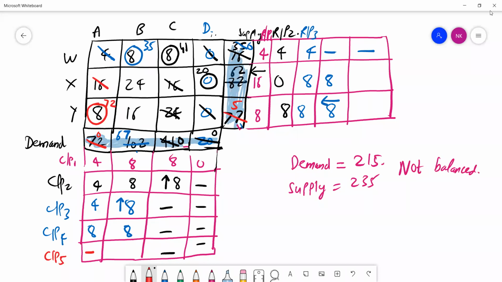Column penalty 5. Row penalty 5. This one will be 8. Over here again, column penalty 5, row penalty 5. This is the only one, so we won't be considering. This is the only one, so we won't be considering. So this is the only value, 8, which is left.